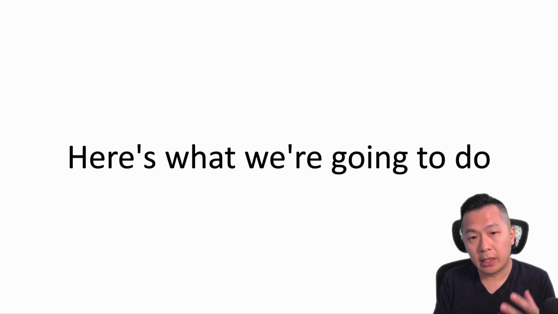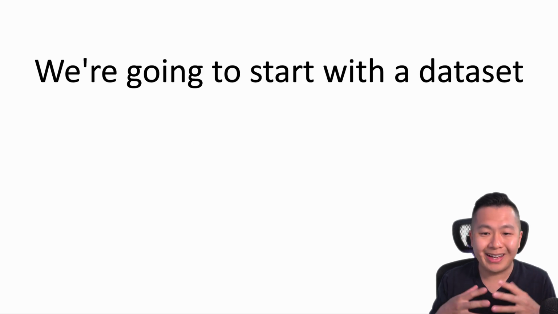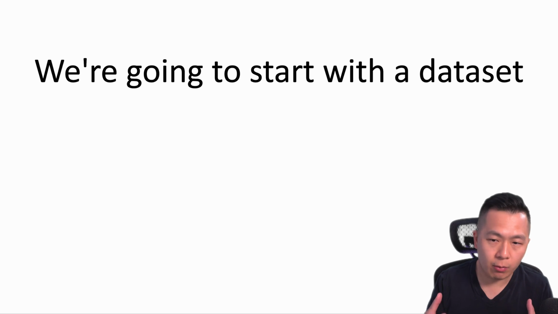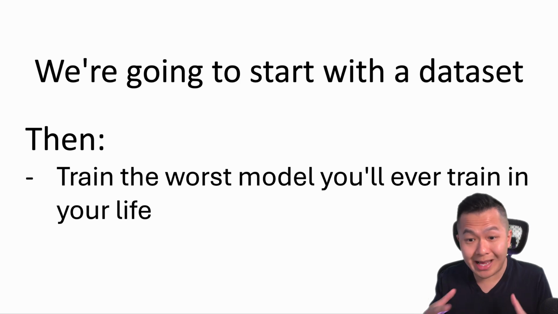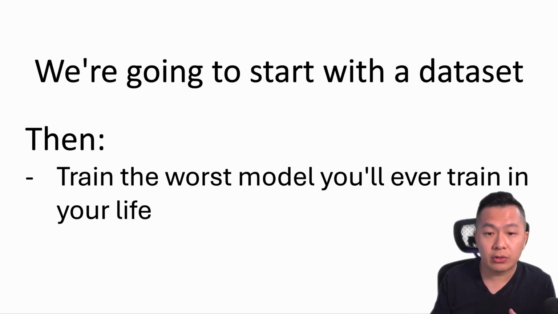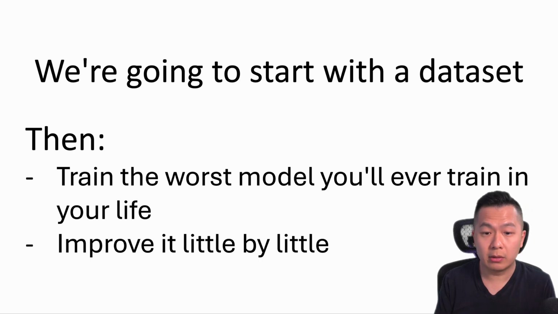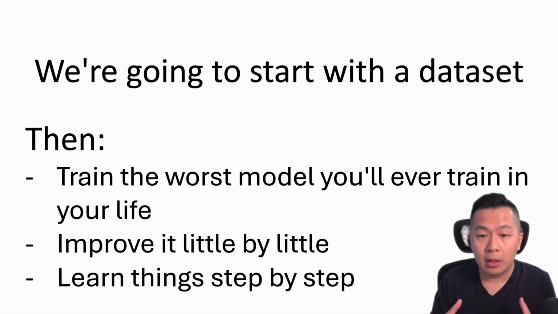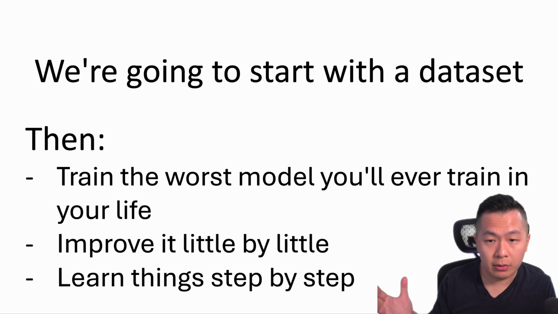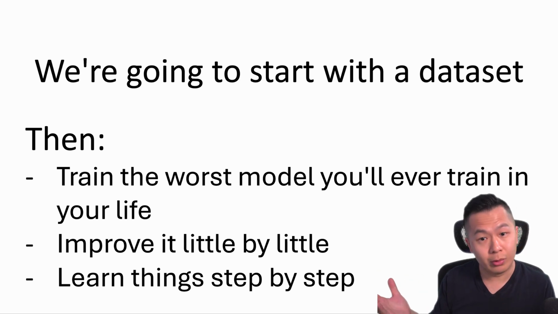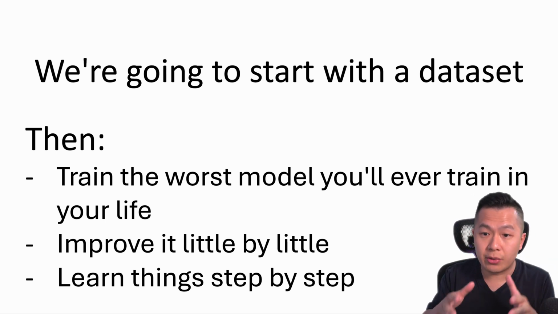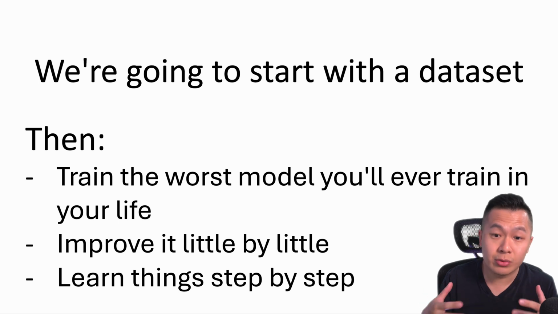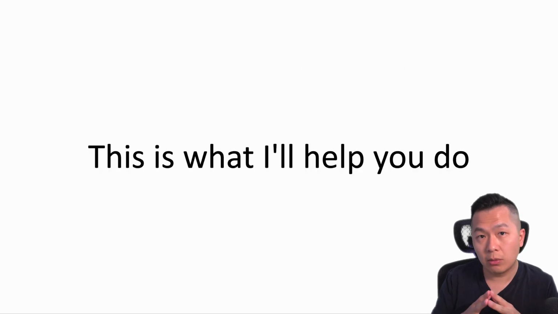So in this video series, here's what we're gonna do. We're going to start off with a data set, and I'll choose this data set so that we're not starting from different data points and nothing is misaligned. Then we're going to naively use that data set to train the worst model you'll ever train in your life. We're going to improve it little by little. And as we do that, we're going to learn things step by step in bite-sized applicable pieces. Maybe one day we'll learn an analysis technique, maybe another day we'll learn some technical term, or maybe we'll even learn a bit of math. By the end of all this, you're going to be able to go from data to a trained model and know exactly how to use that in production. This is exactly what I will help you do.